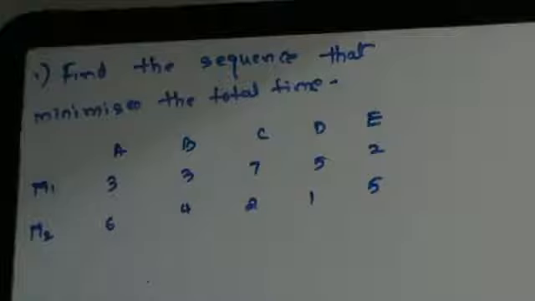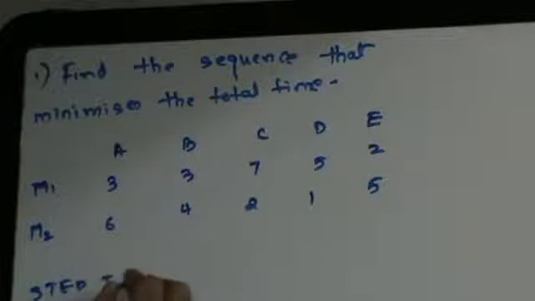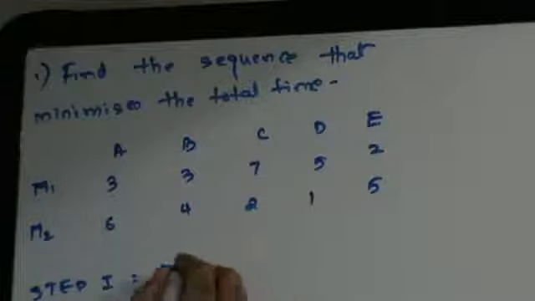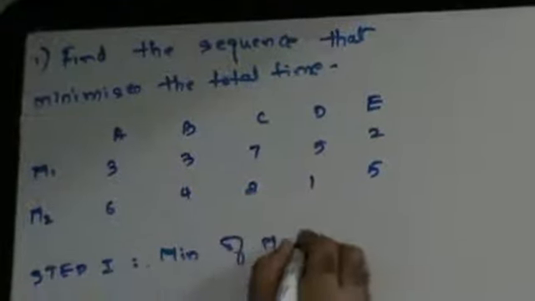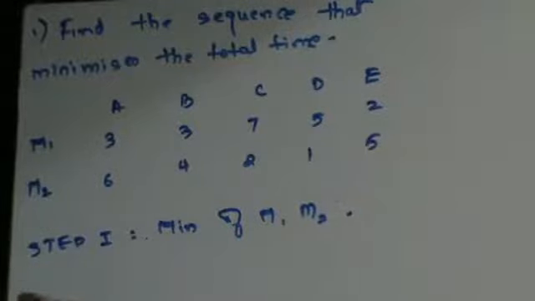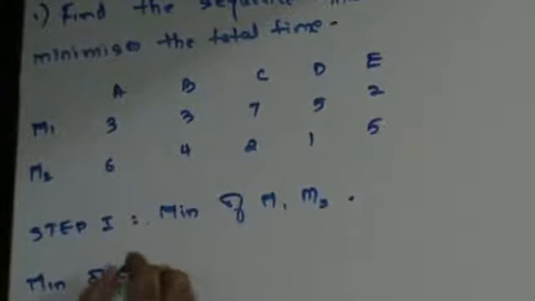Now, let's see how we do this sum. First thing you have to do is step 1: find the minimum of M1 and M2. You write it this way: minimum of 3, 3, 7, 5, 2, 6, 4, 2, 1, 5. Now, the minimum value is 1.